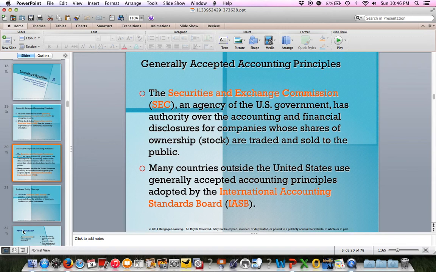Many countries outside of the U.S. follow a different set of accounting rules called IFRS, International Financial Reporting Standards, and those are overseen by a board called the International Accounting Standards Board, which is basically the international equivalent to the U.S. FASB, the Financial Accounting Standards Board.